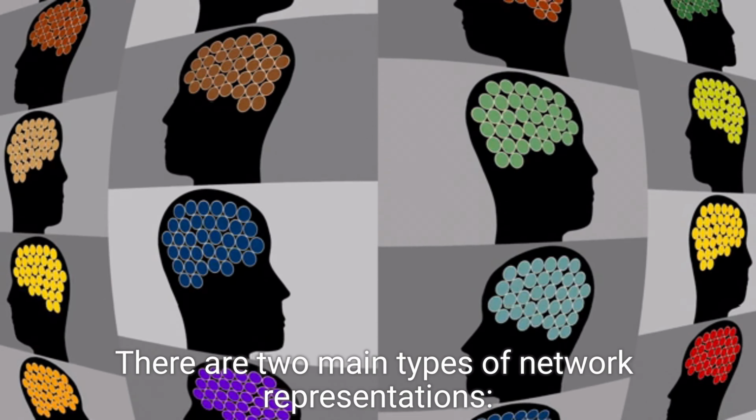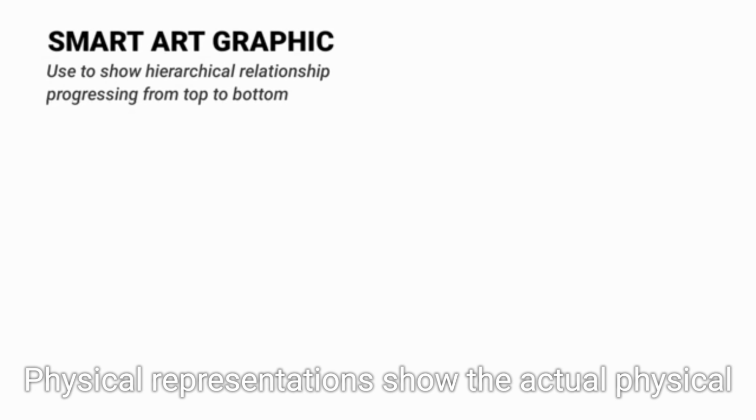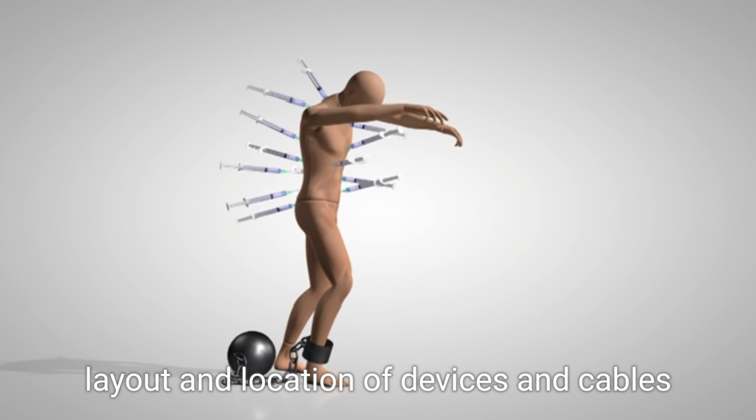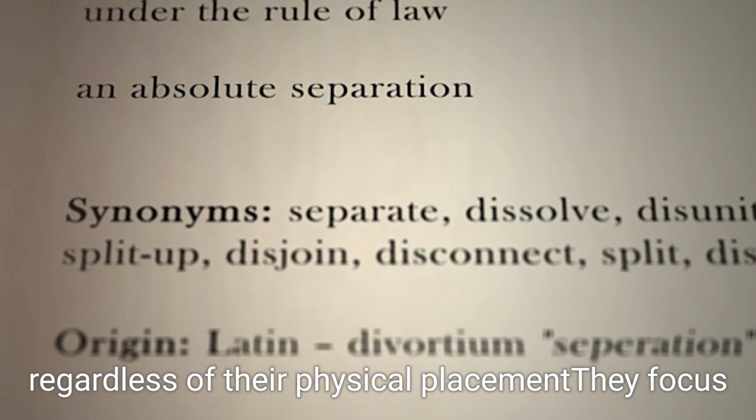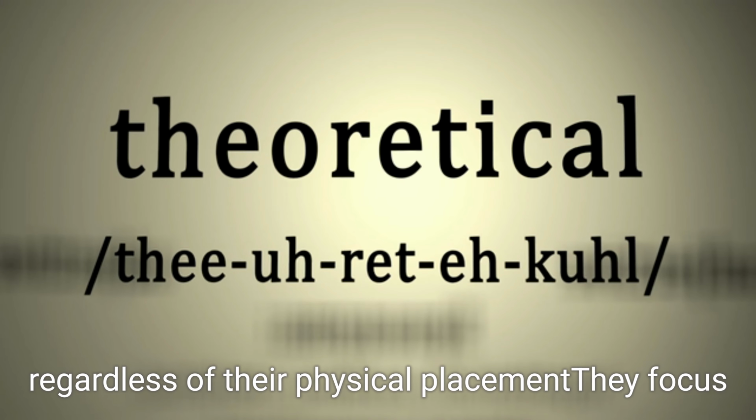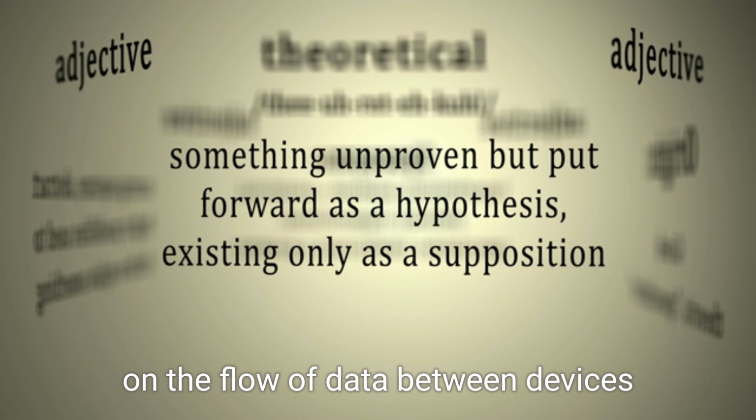Physical versus logical representations. There are two main types of network representations. Physical representations show the actual physical layout and location of devices and cables. Logical representations depict how devices are connected logically, regardless of their physical placement. They focus on the flow of data between devices.